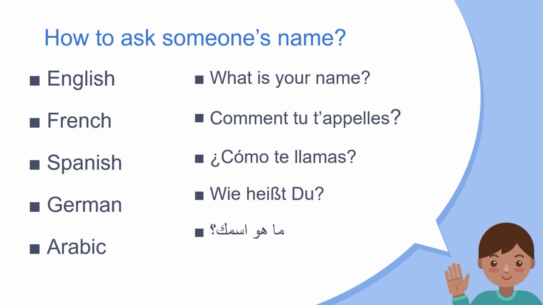Firstly, when we want to ask someone's name in English, we say, "What is your name?" In French, comment tu t'appelles? The verb is s'appeler. In Spanish, ¿cómo te llamas? The verb is llamarse. In German, we say wie heißt du? The verb is heißen. In Arabic, ما هو اسمك?